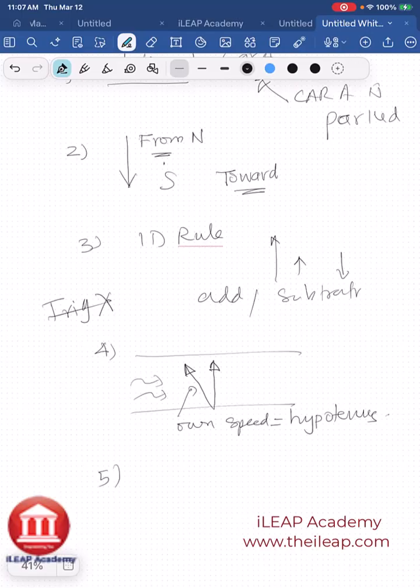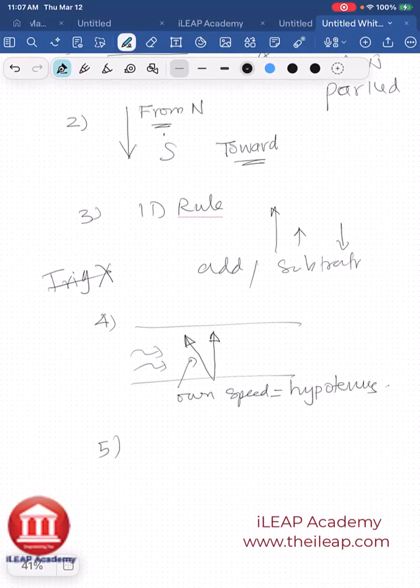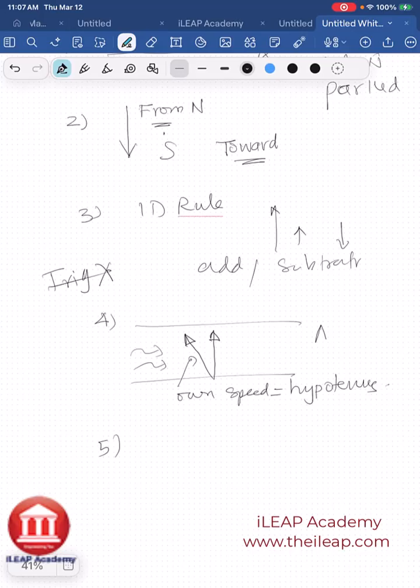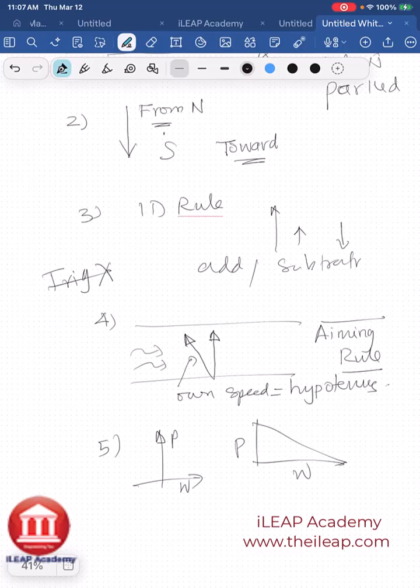Okay. Number 5, cross. This is the aiming rule. We call it the aiming rule. Okay, crosswind rule. If a plane is blown off by a crosswind, the plane is flying in this direction and then the wind is going in this direction. This is the plane speed, this is the wind speed. Okay, then the adjacent and opposite legs of the triangle.